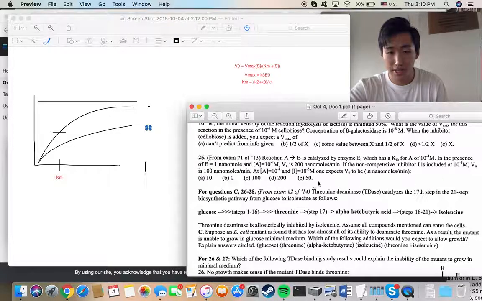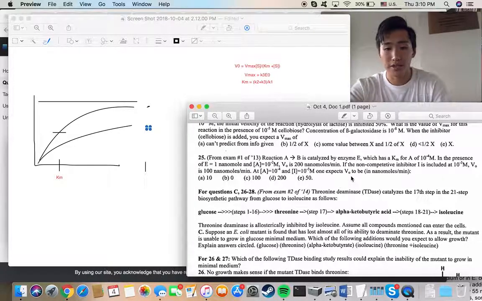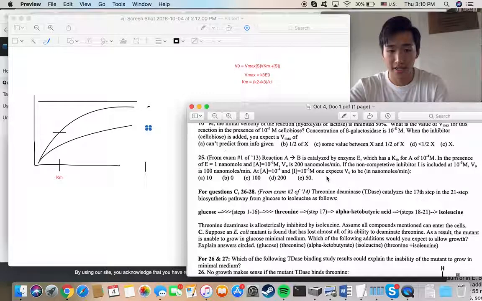But basically, it asks now, what is the V0 going to be at Km, right? And the key to this is because we know that Km stays the same, the velocity at the concentration of Km is going to be half of Vmax, right? And this is still Km, and we know that Vmax is now 100 nanomoles per minute, so it's been cut in half, right? So half of that, which is going to be the velocity at Km, is going to be 50. So the answer is E.